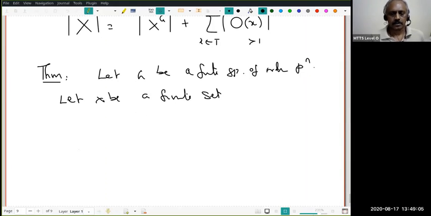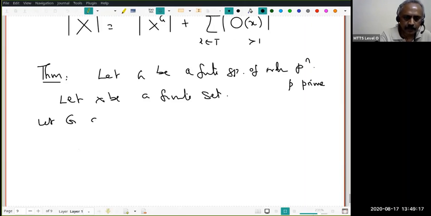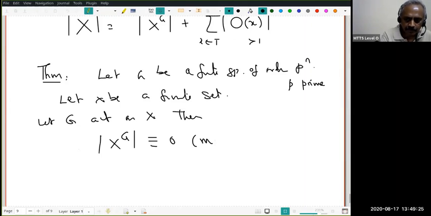Okay, where P is a prime, sorry. Let P be a prime, let G be a finite group of order P power n, let X be a finite set, let G act on X, then the number of fixed points is congruent to 0 mod P. That means the number of fixed points is a multiple of P.